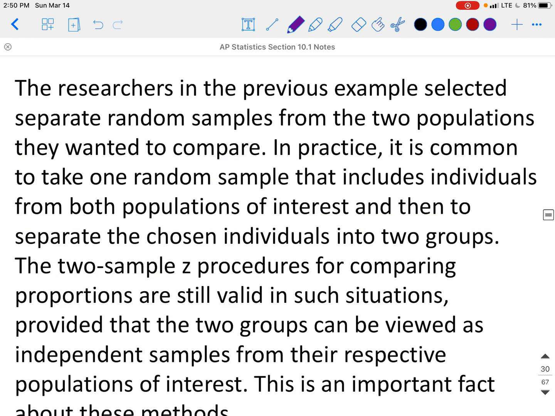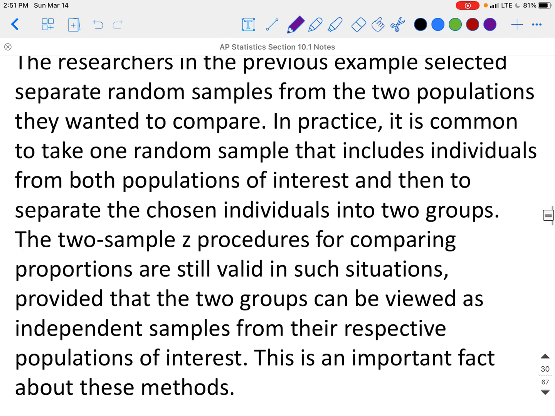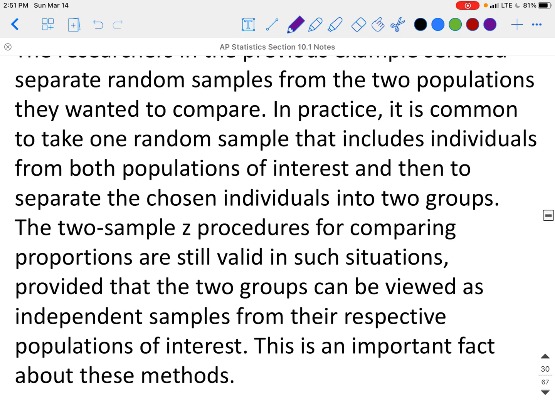The researchers in the previous example selected a separate random sample from the two populations they wanted to compare. In practice, it is common to take one random sample that includes individuals from both populations of interest, and then to separate the chosen individuals into two groups. The two sample z procedures for comparing proportions are still valid in such situations, provided that the two groups can be viewed as independent samples from their respective populations of interest. This is an important fact about these methods.